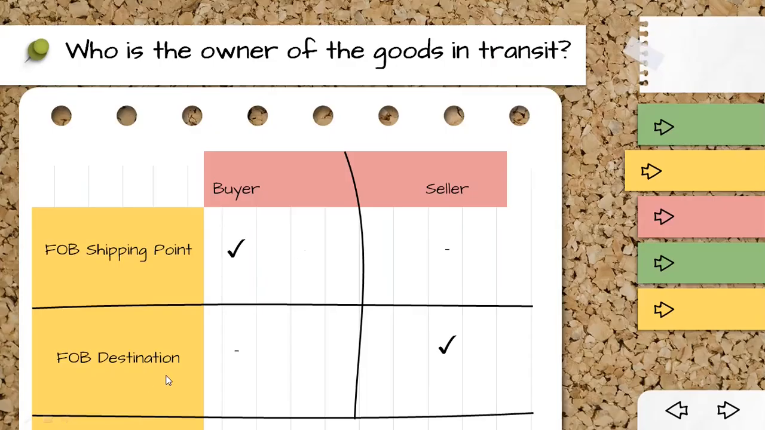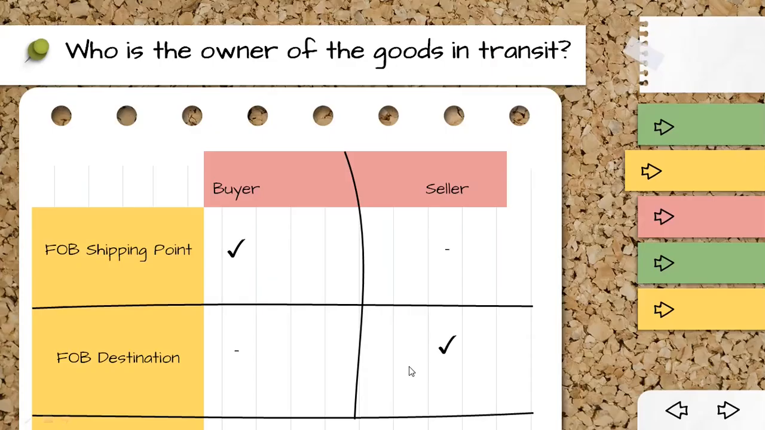Now, for FOB destination naman, FOB destination, di ba, ang ownership ng goods ay matatransfer lang sa buyer from the seller when the goods reach its destination. So, pagdating na talaga doon sa premises ni buyer. So, in that case, the goods are still owned by the seller while they are in transit.